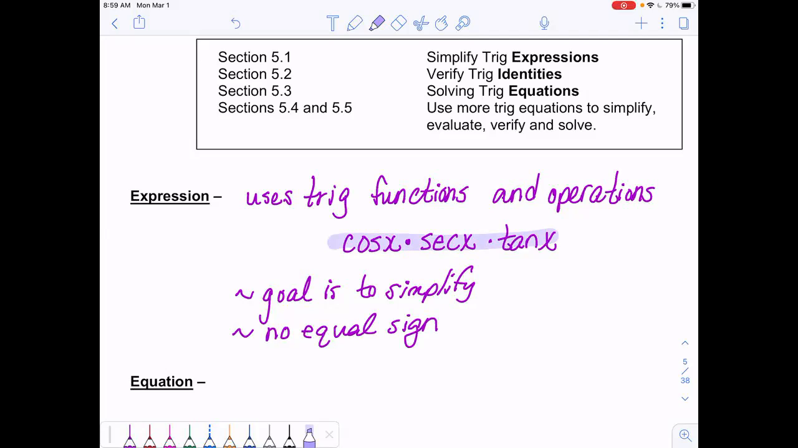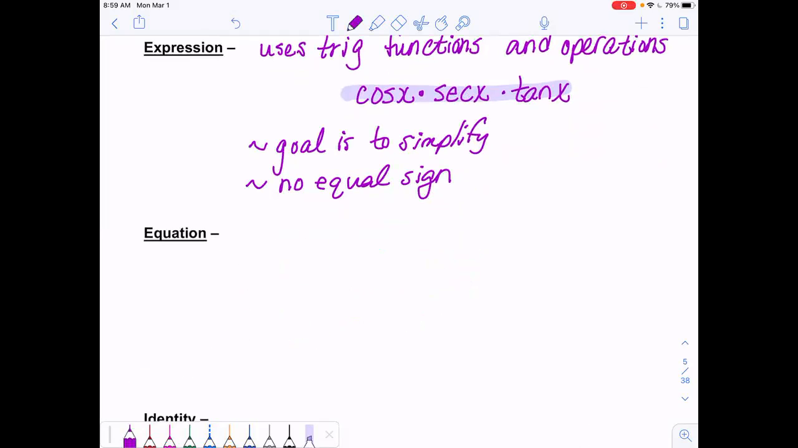So Jack, what makes an equation different than an expression? Yeah, an equation has an equal sign.